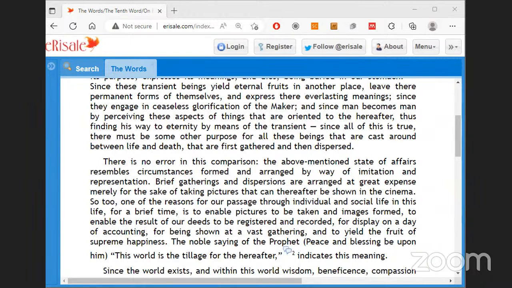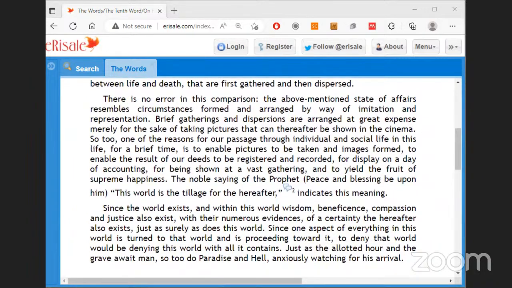There is no error in this comparison. The above mentioned state of affairs resembles circumstances formed and arranged by way of imitation and representation. Brief gatherings and dispersions are arranged at great expense merely for the sake of taking pictures that can thereafter be shown in the cinema. So too, one of the reasons for our passage through individual and social life in this life for a brief time is to enable pictures to be taken and images formed, to enable the result of our deeds to be registered and recorded for display on a day of accounting, for being shown at a vast gathering, and to yield the fruit of supreme happiness.